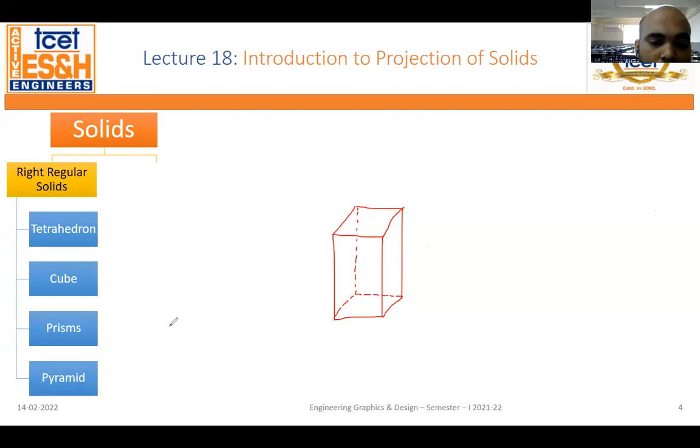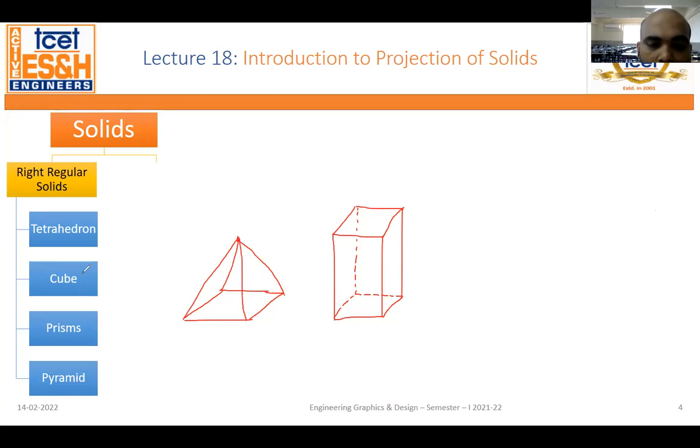Talking about the pyramid, you are already aware of it. It is very similar to what you learned earlier in history, the Egyptian pyramid. So the pyramid is this, a square pyramid. Similarly, if the base is a pentagon, it is a pentagonal pyramid. If the base is a triangle, it becomes a triangular pyramid. If the base is a hexagon, a hexagonal pyramid. In this way it keeps changing. So the pyramid is in this form.